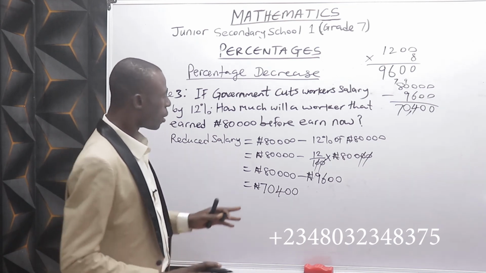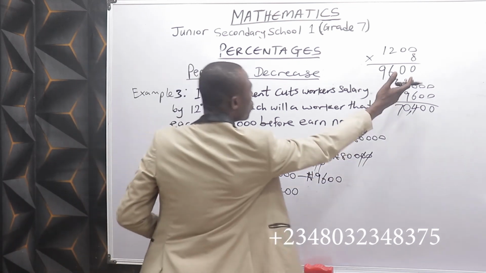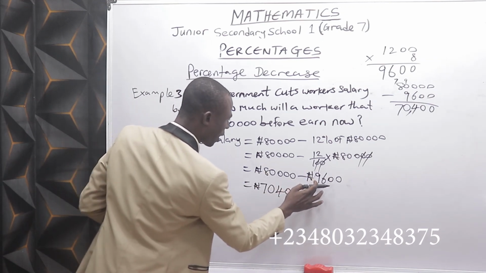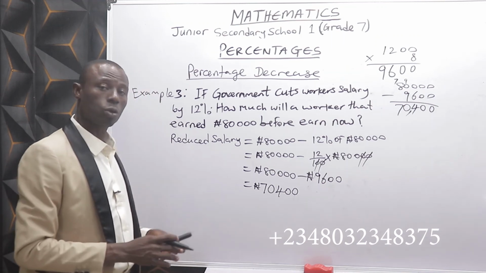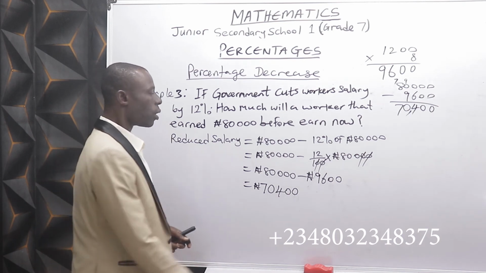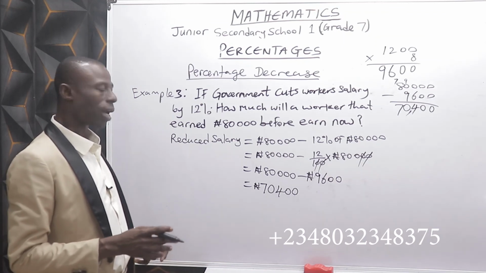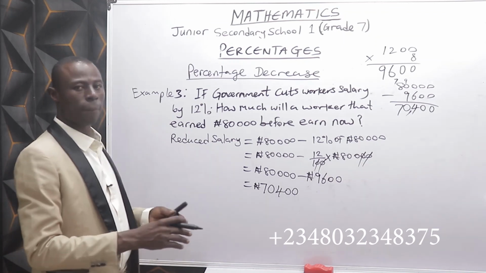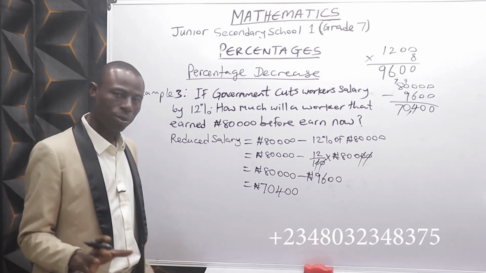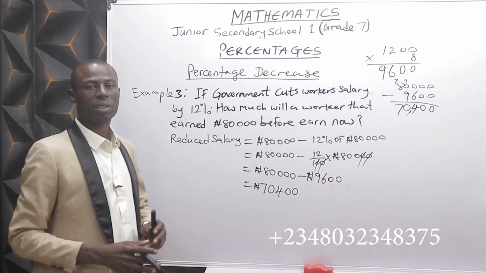Do you understand? And you can subtract it directly without doing this. How? From 80,000, if you first remove 9,000 from 80,000, you know you will have 71,000 left. Out of the 71,000, now remove 600. So you will have 70,400. Straightforward. But being GS1 students, that's why I'm doing this for you, so that you understand everything perfectly.